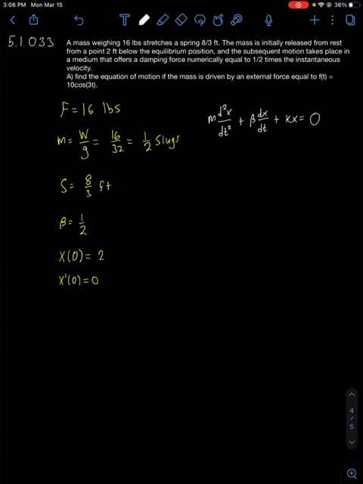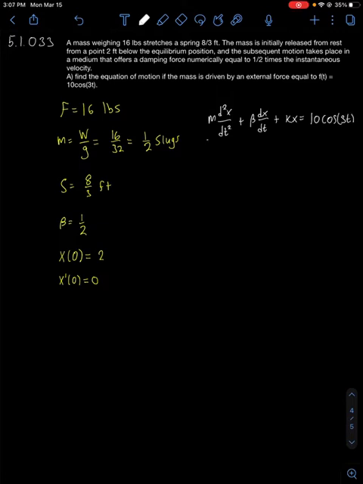That would be a homogeneous equation, but this is a non-homogeneous equation, a second order linear non-homogeneous differential equation. So it's going to be equal to a function g of t. That function g of t is f of t, which is 10 cosine of 3t.